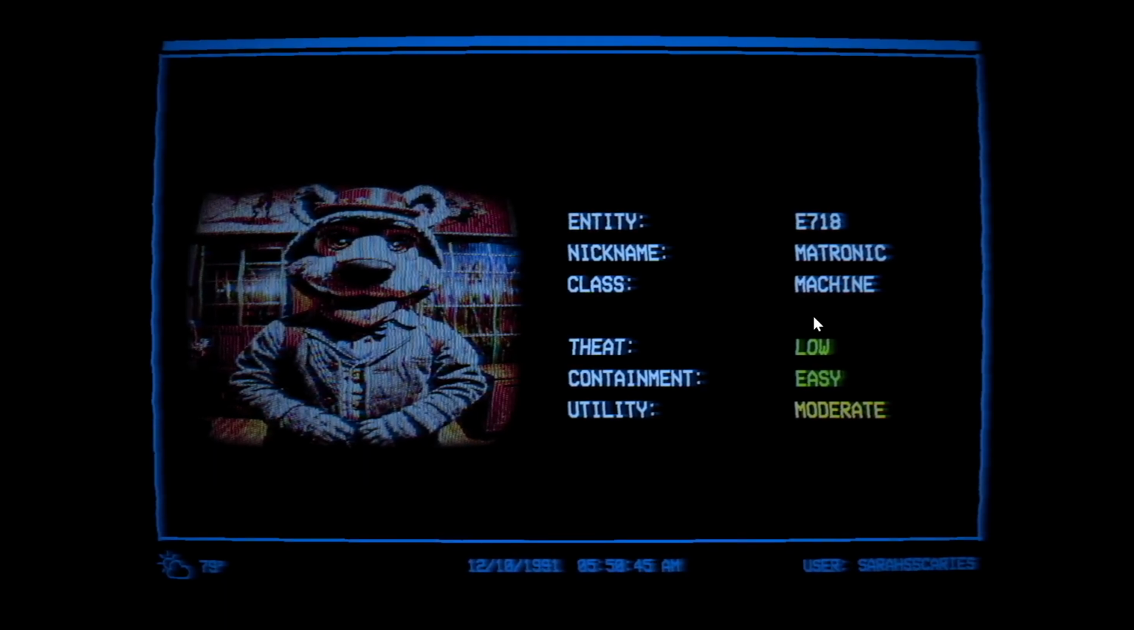Matronics, although dangerous, are easy to terminate and capture. In the past 5 years, children of ERD agents have been targeted by Matronics, who have taken 107 to date. The research goal this year is finding why Matronics are targeting agent children, and how to redirect their targeting.